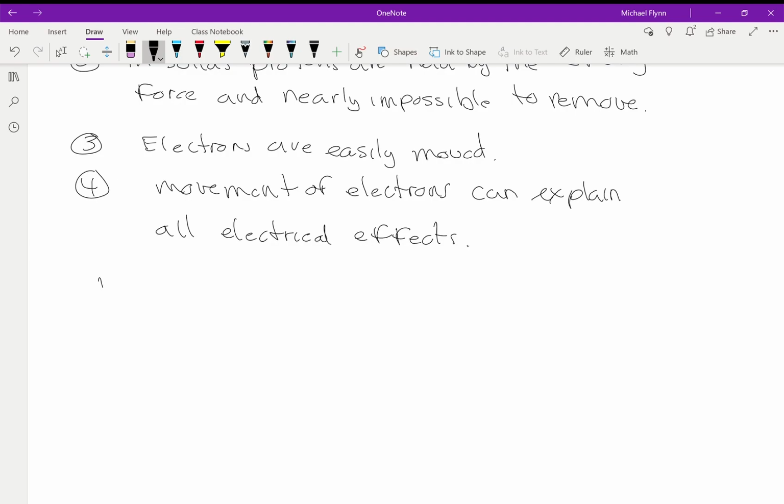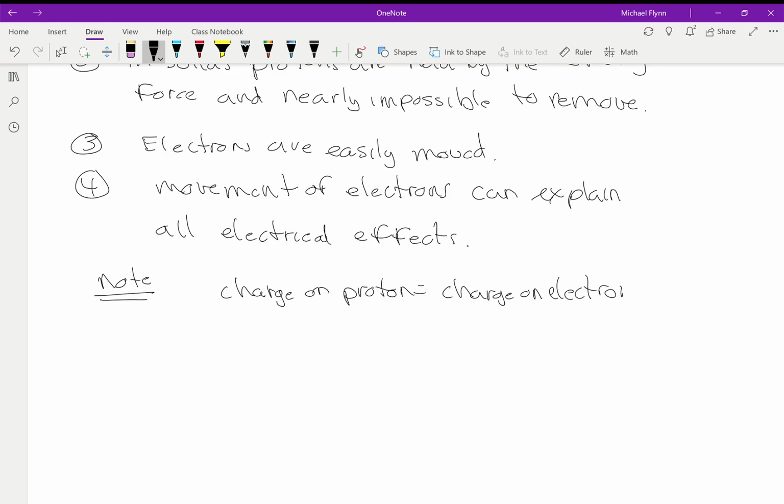Now I'm just going to make a couple of notes. Protons and electrons are very different, but they carry the same amount of charge. So the charge on a proton is equal to the charge on the electron.